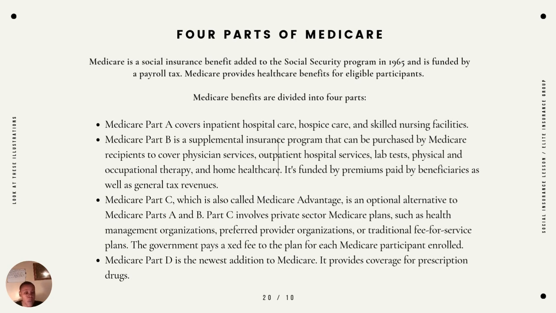And then you have Medicare Part D, which is the newest addition to Medicare, and it covers your prescription drugs. So D for drugs. Okay, so let's go through those four parts of Medicare. We've got Medicare Part A, which deals with inpatient hospital care, Medicare Part B, which deals with outpatient medical care, Part C comes with a copay, and then Part D is for your prescription drugs.